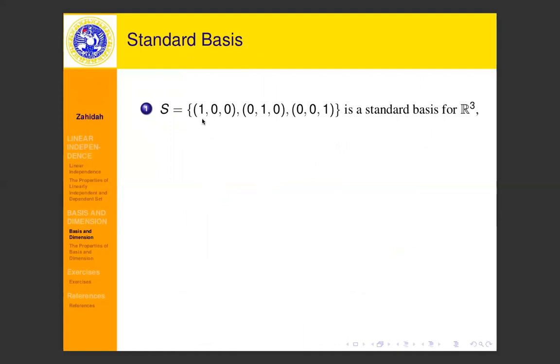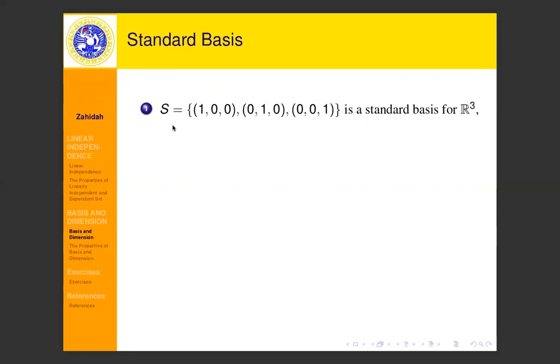Okay, we have 3 vectors here: (1, 0, 0), (0, 1, 0), (0, 0, 1). We already showed that these vectors span R3 and are also linearly independent. So we conclude that S is a basis for R3. This is the standard basis for R3.